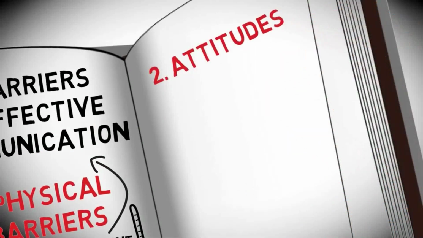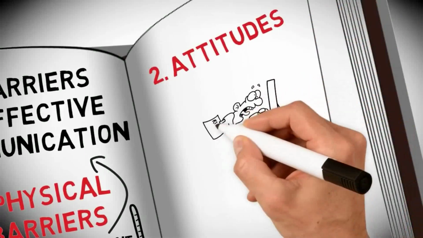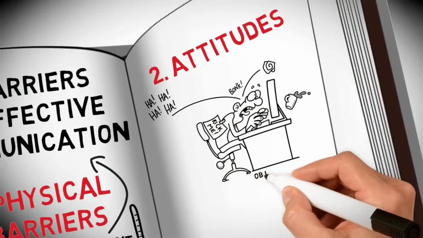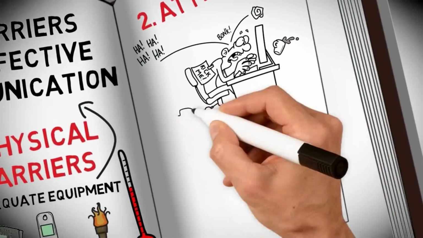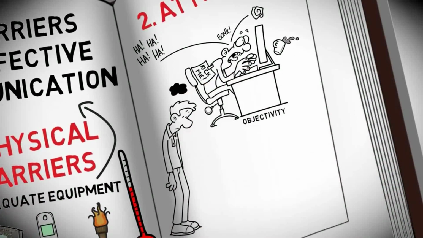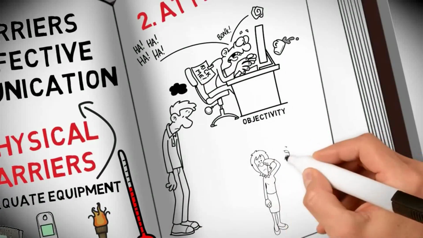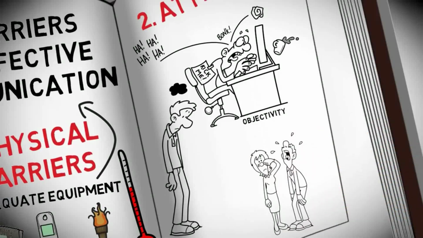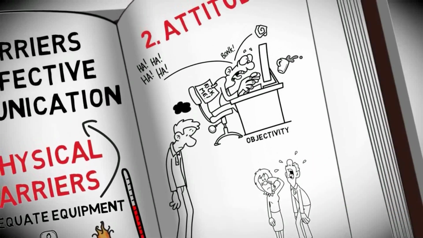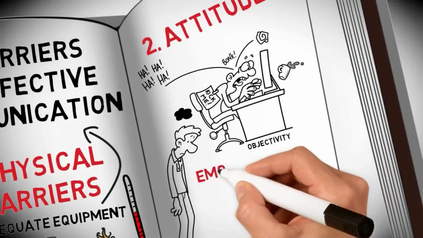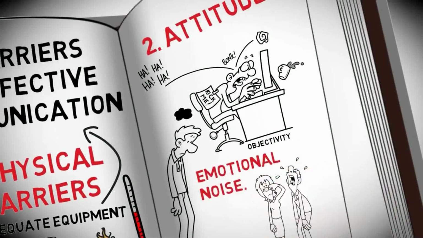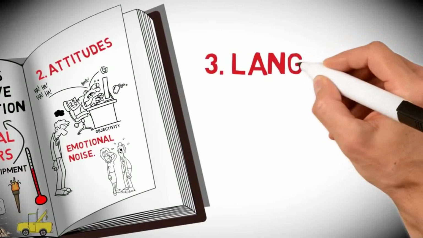2. Attitudes. Sometimes strong emotions like anger or sadness can taint your objectivity. Being extremely nervous, having a personal agenda, or asserting a need to win the argument can make communications less than effective. Such interfering emotions are also known as emotional noise.